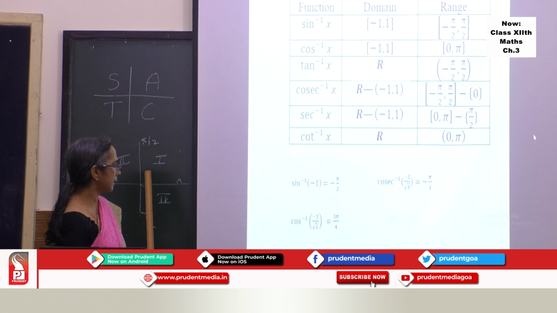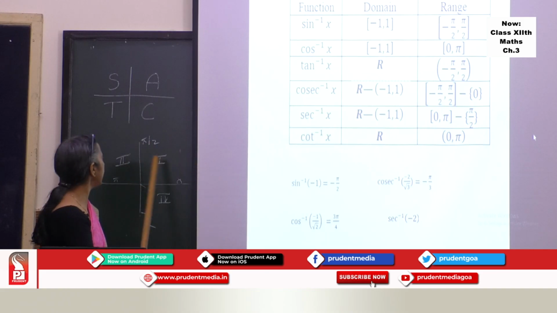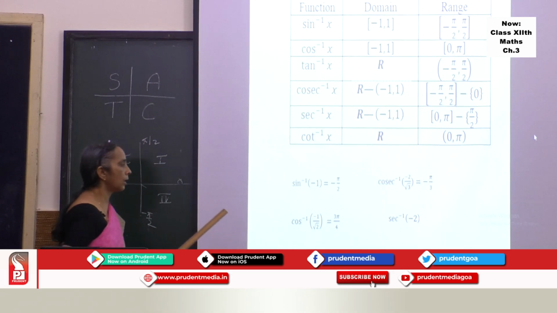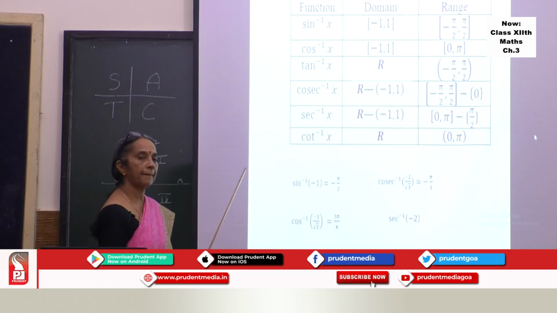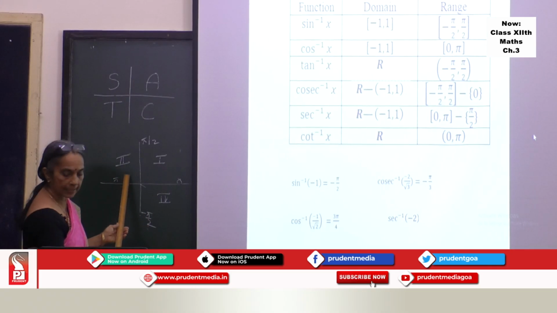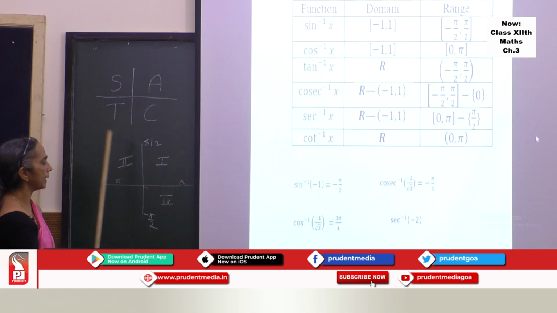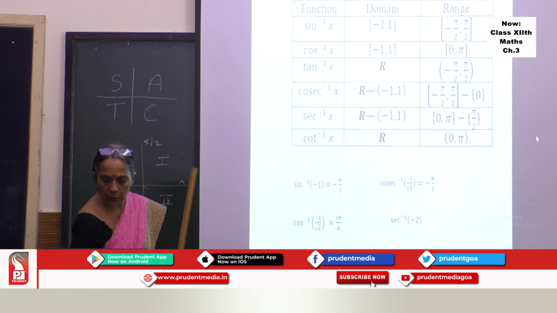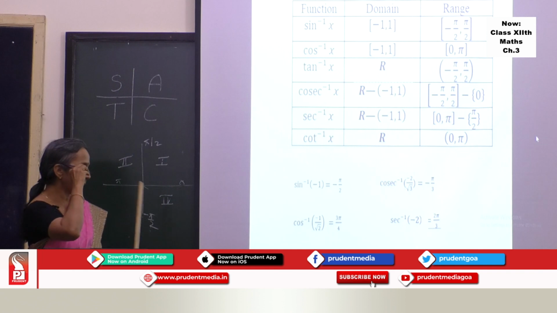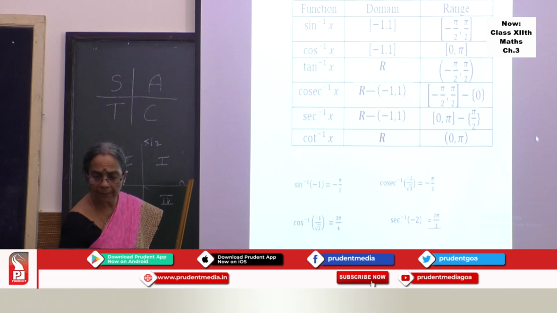Now, look at another example. Sec inverse of minus 2. It also should be an angle in the second quadrant. Sec of pi by 3 is 2. So, you have to take the corresponding angle in the second quadrant so that the sec value is minus 2. So, pi minus pi by 3, which is 2 pi by 3, is sec inverse of minus 2. Okay, some examples I gave.